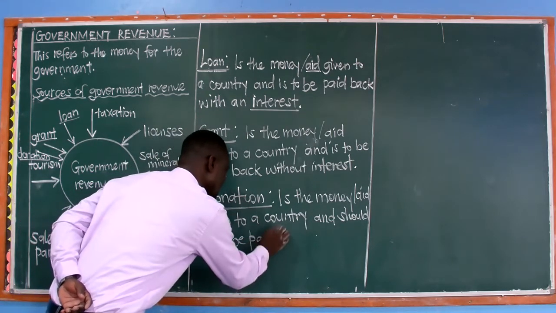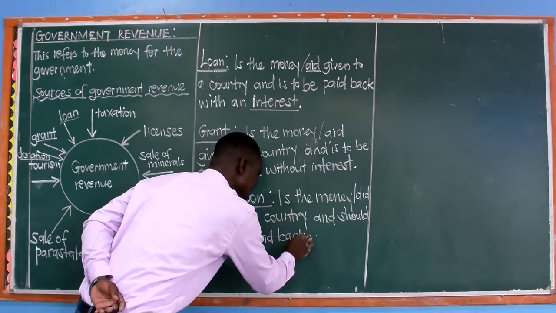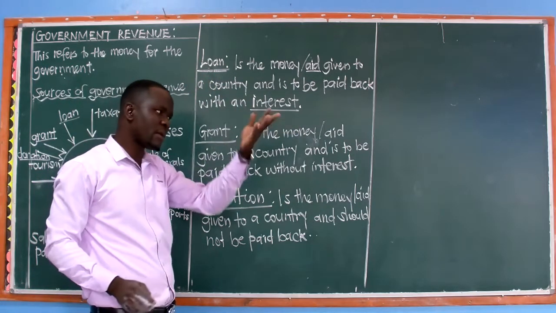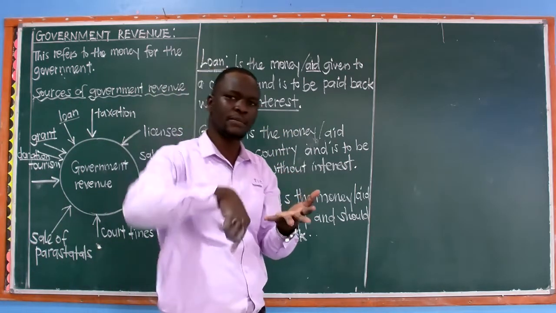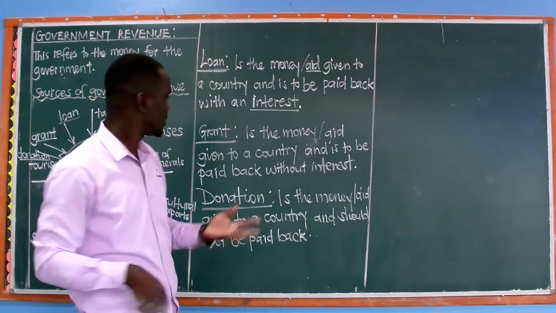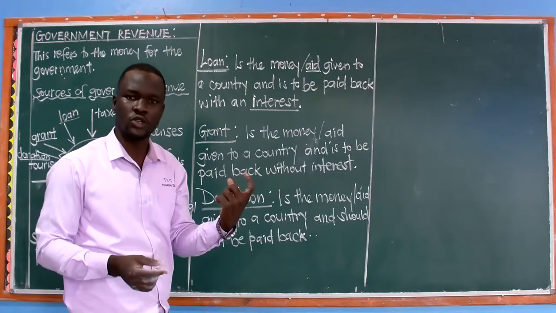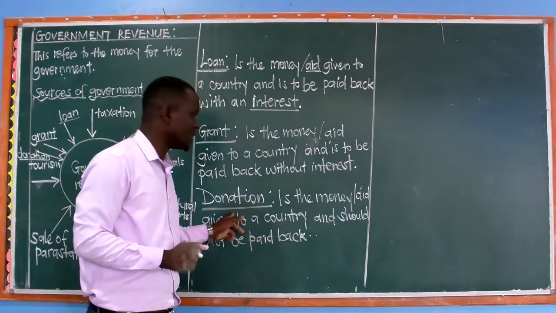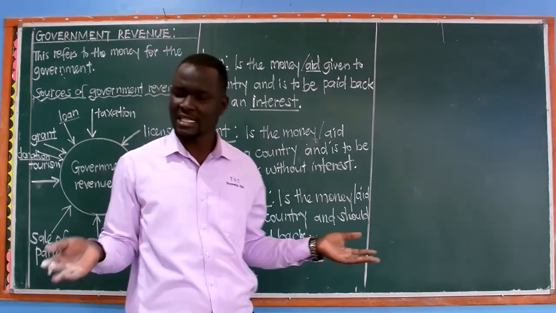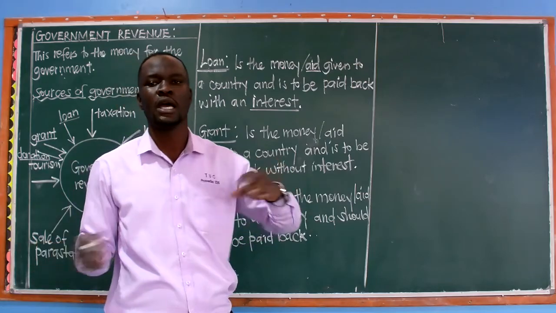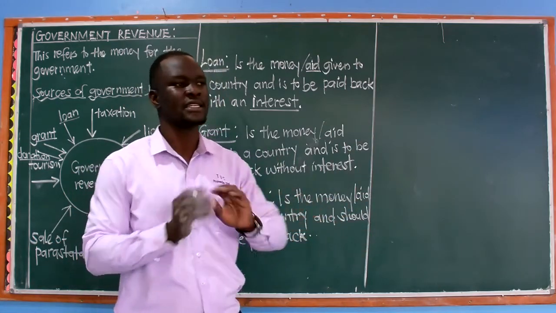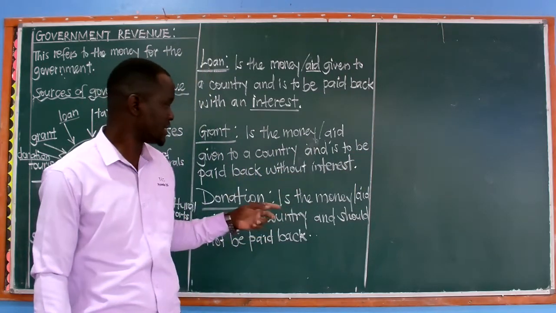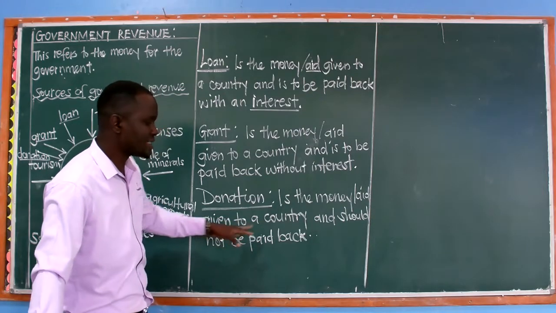paid back. I want you to get the difference in the three. For a loan, the amount you got has to be paid back with some money, that is the interest. With a grant, the amount you took is what you will pay back without anything added. With a donation, the amount you got, no one again asks you for it. In other words, someone gives it to you forever, just helping you, not expecting it back.